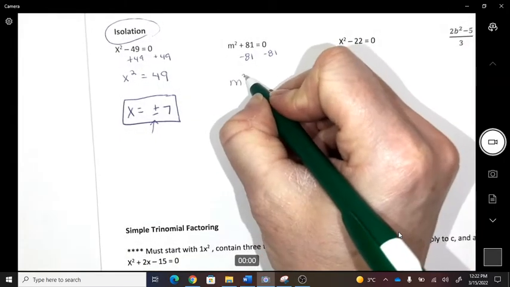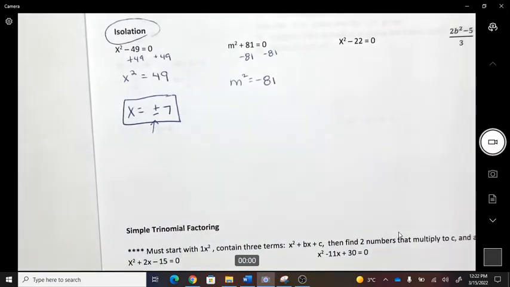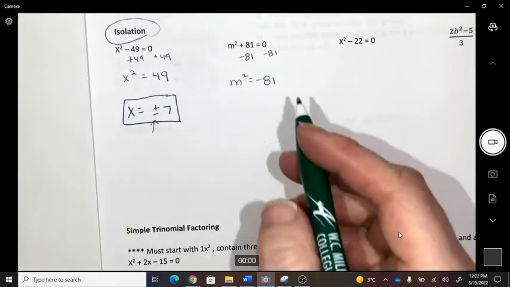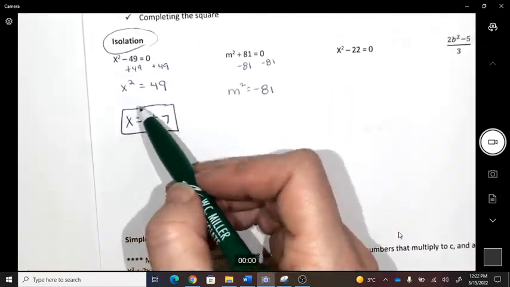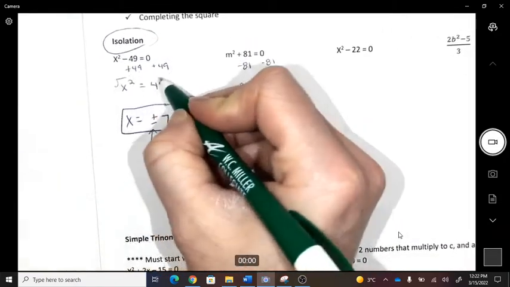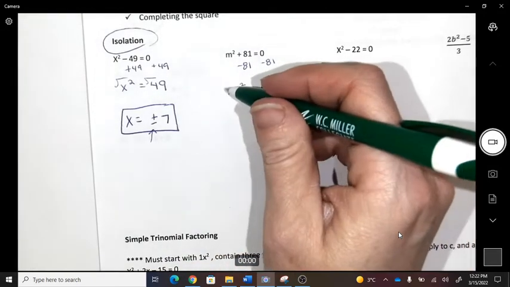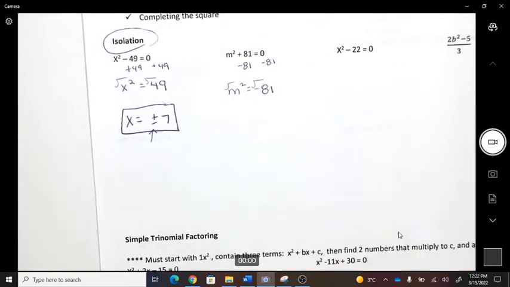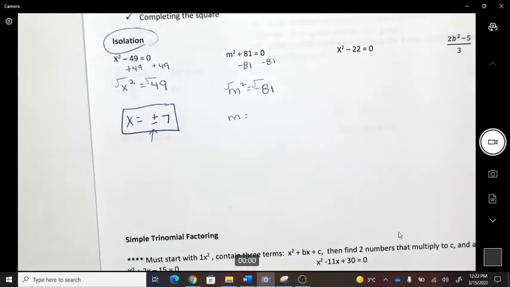So m squared equals negative 81. Okay, now you kind of had this idea before, right? What's squared to give you 49, or in other words, kind of thinking about the square root. So what's going to go on here? What could square to get me negative 81?